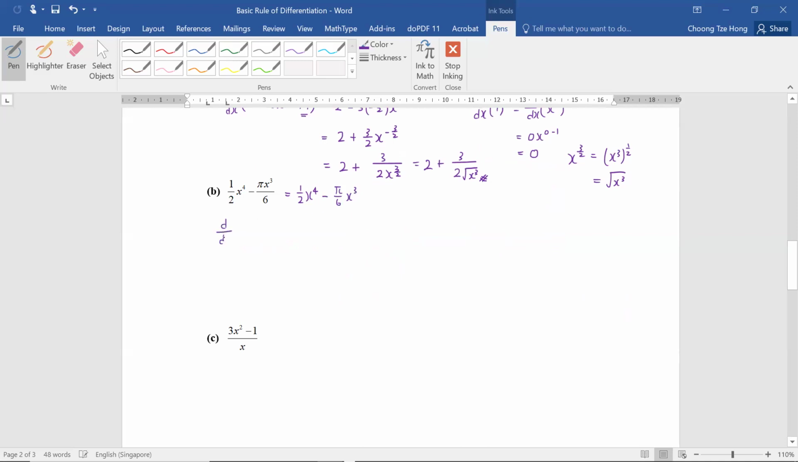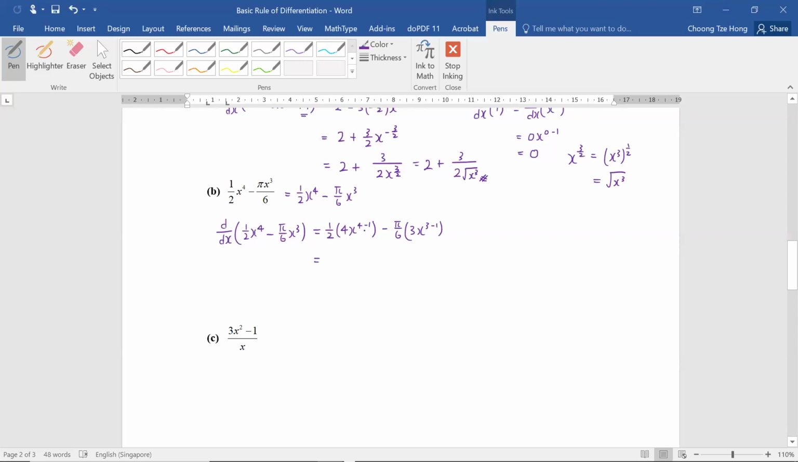So d over dx of half x to the 4 minus pi over 6 x cubed. Let's differentiate. There's a half there. For x to the 4, you bring the 4 in front, then x to the power of 4 reduced by 1. Maybe I'll just write out the working. Then the next one will be the pi over 6. Then differentiate the x cubed. You bring the 3 in front, then x to the power of 3 minus 1.